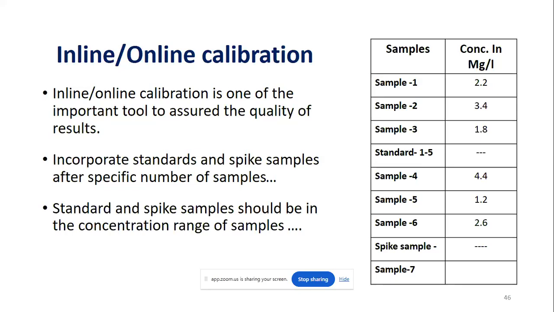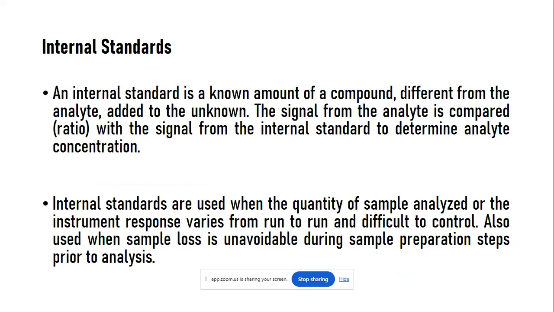So the samples 1, 2, 3, we run these samples. After that, we run the standard, say of 1 ppm. We check the results of the instrument. We know that the standard which has been spiked has 1.5 mg per liter as the concentration. We check the results of the instrument, and likewise we repeat this after 4 or 5 samples, or every 3 samples. So these are the standards.